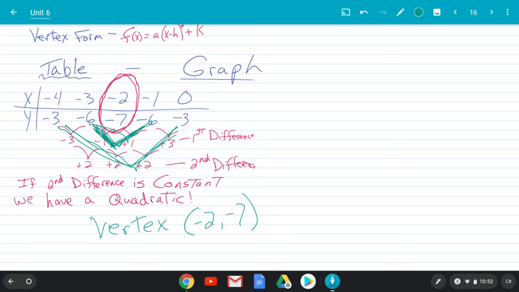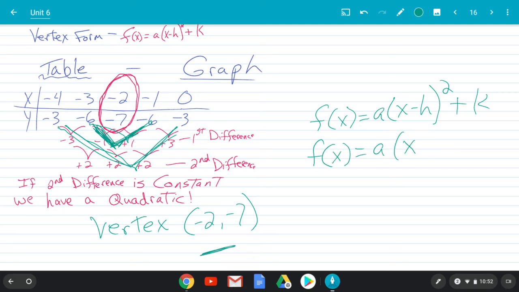And I know vertex form. Vertex form is f of x equals a times x minus h, quantity squared, plus k. Can't I put these values into that formula? So wouldn't it be f of x equals a times x plus 2, quantity squared, minus 7? Why is it plus 2? Because it's inside the parentheses and it has to be opposite of whatever it was. So let's not forget that. Now, that's almost complete.